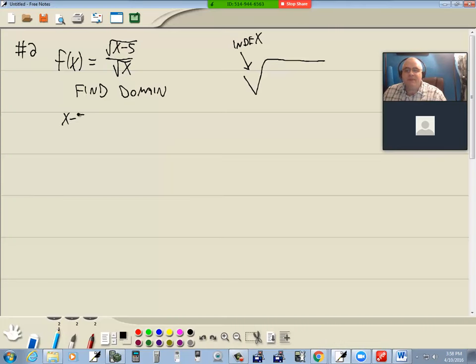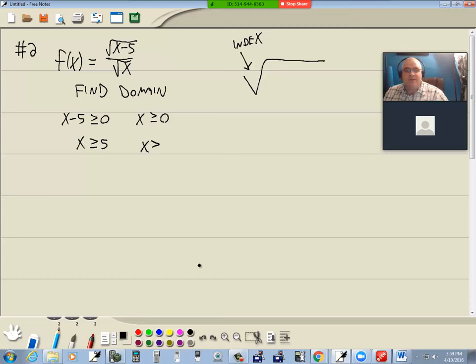So we'll set x minus 5 is greater than or equal to 0, and we'll set x is greater than or equal to 0. The x minus 5 comes from the square root on top, and this x comes from the square root on the bottom. And then you solve each one of these. So that gives us x is greater than or equal to 5, and this one already has x by itself. When I say solve it, you want to get the x by itself on one side.